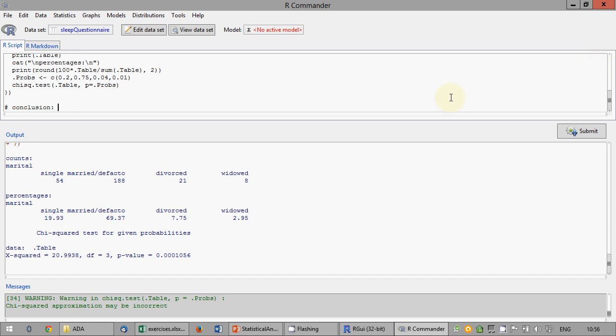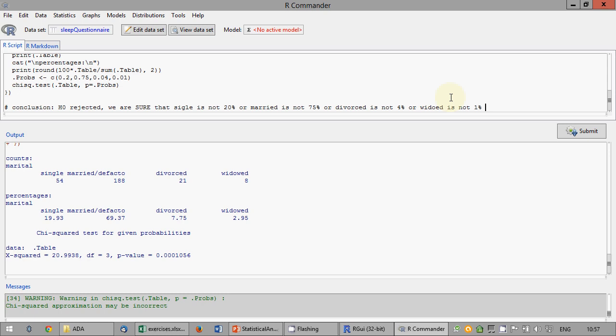Conclusion, H0 rejected. We are sure that single is not 20% or married is not 75%, and probably this is the ones which had the tail failed, or divorced is not 4%, or widowed is not 1%. So this test checks the entire classification. If just one of the things is wrong, so for example, in this case, probably it was married, which was not 75%, the test will reject.